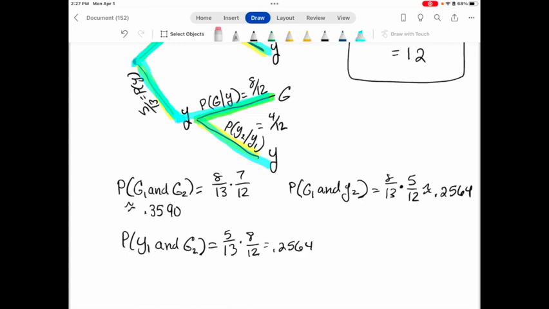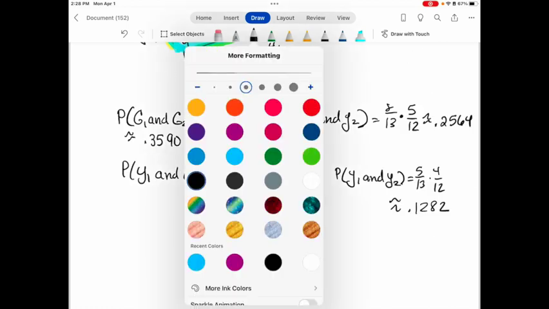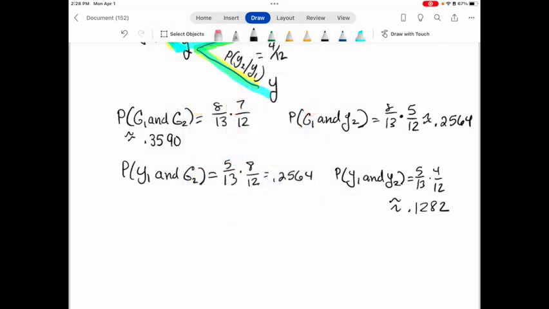And our last possibility is that I go down this yellow track first and then I pick another yellow. That would give me the probability of getting a yellow the first try and then yellow the second try. And then when I multiply 5 over 13 times 4 over 12, I would get approximately 0.1282.